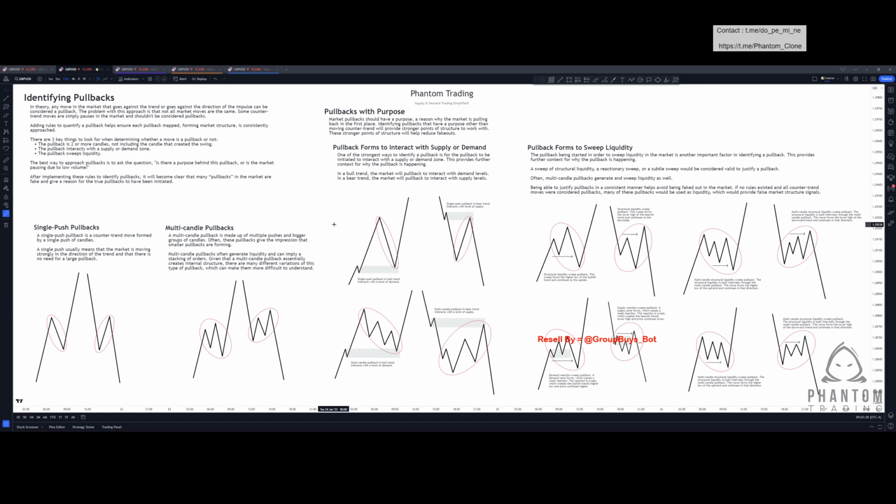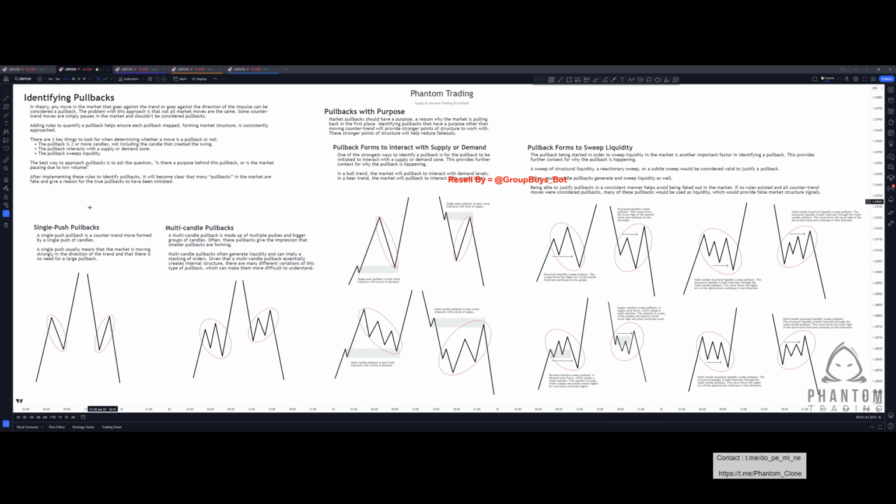After implementing these rules to identify pullbacks, it will become clear that many pullbacks that you see in the market are fake and give a reason for a true pullback to have been initiated. So let's talk about the two different types of pullbacks we're likely to see in the market: a single push pullback and a multi-candle push pullback. A single push pullback is a counter trend move formed by a single push of candles. A single push usually just means that the market is moving strongly in the direction of the trend and there is no need for an incredibly large pullback.